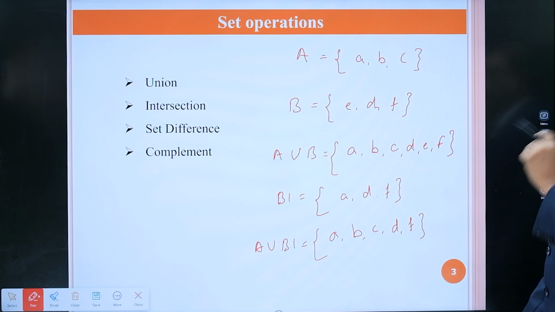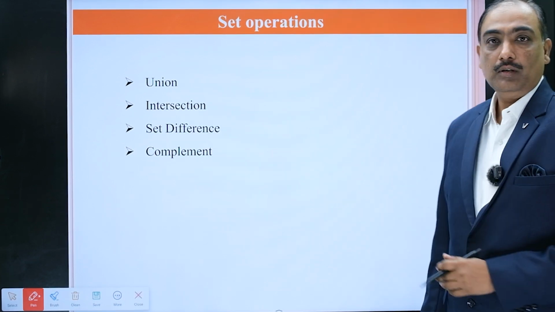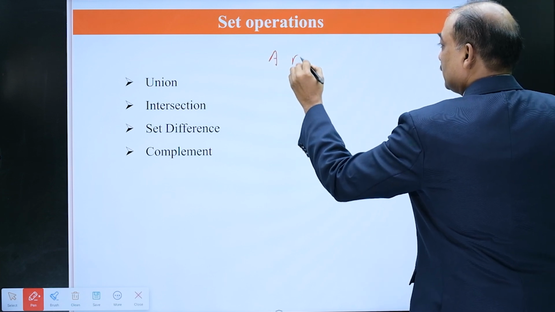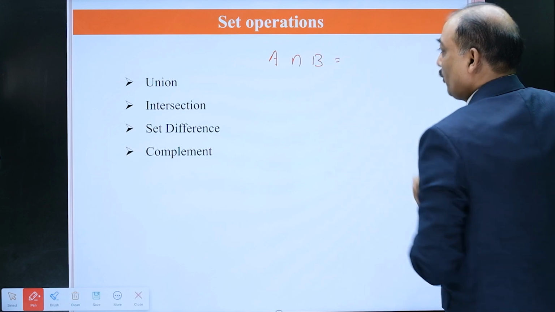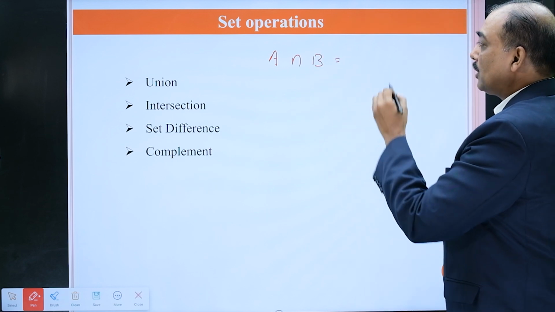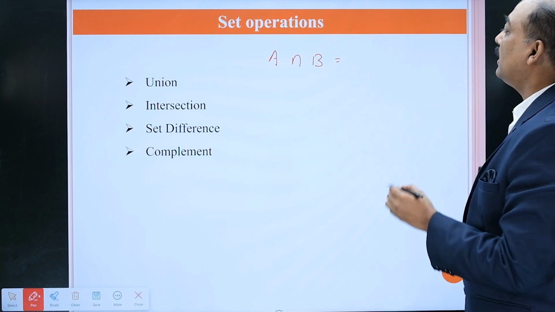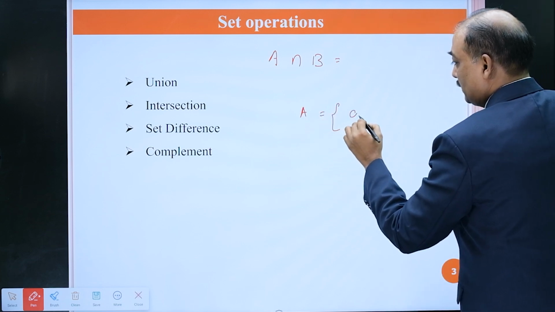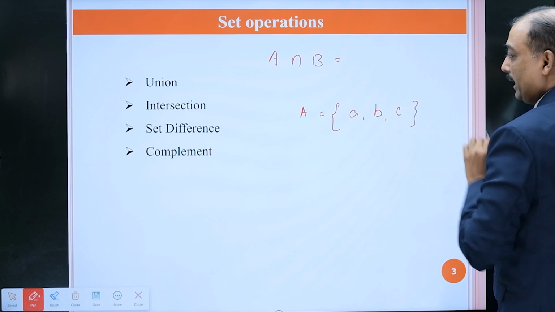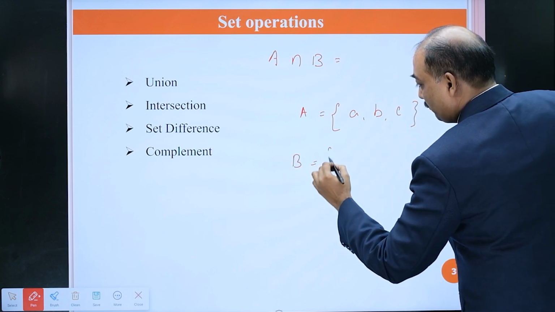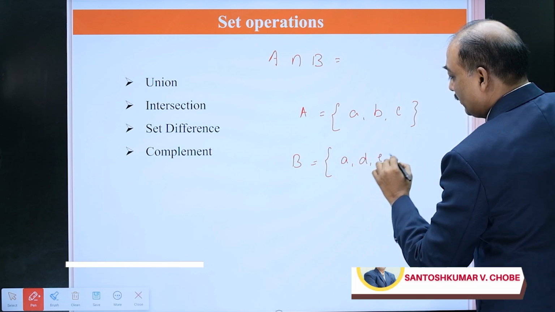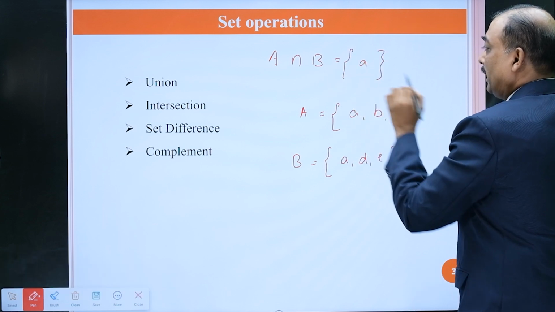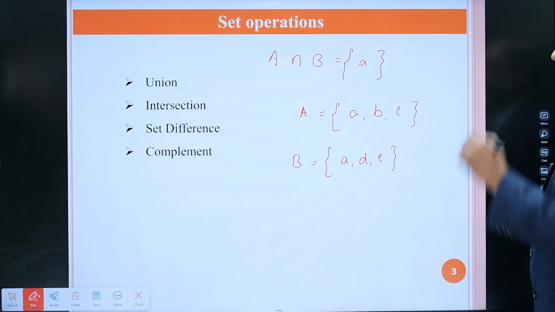Now let's talk about another operation, called intersection. We write this operation as A intersection B. We write the elements which are common to both these sets; these will come under intersection. For example, if A has these three elements, A, B and C, and set B consists of, for example, A, D and E, then A intersection B will be A, the element which is common to both these sets. That is intersection.